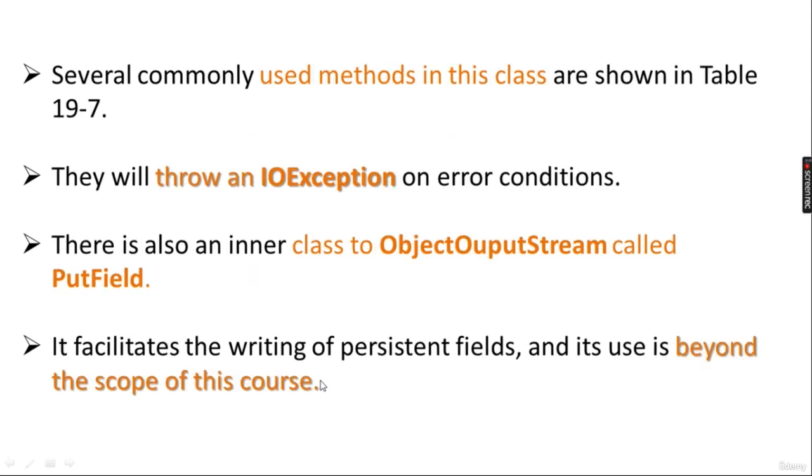Several commonly used methods we will see in detail. They will throw input output exception on error condition. There is also an inner class of ObjectOutputStream called PutField. It facilitates the writing of persistent fields, and its use is beyond the scope of this Java course, so we will not go into detail. We just have to remember there is also an inner class called PutField in the ObjectOutputStream class.